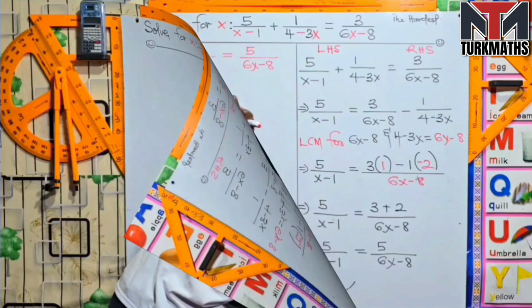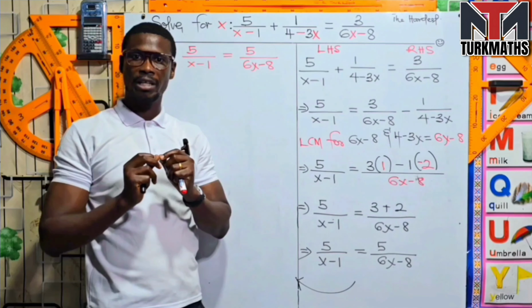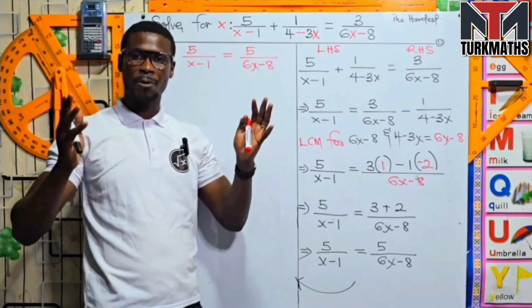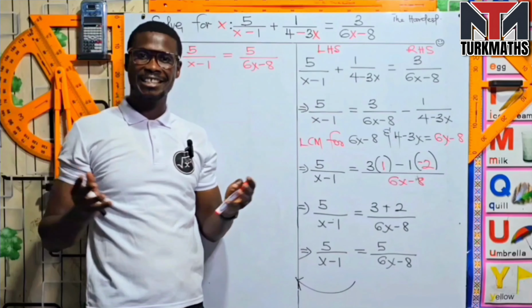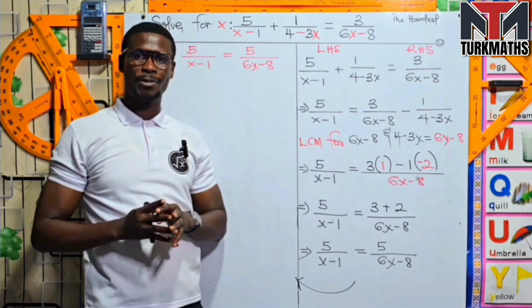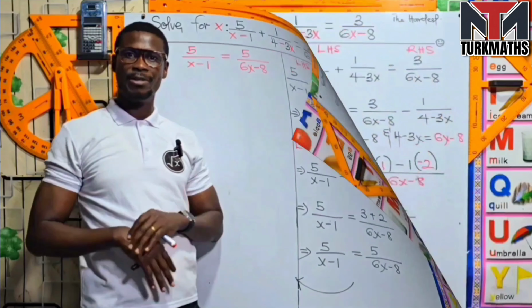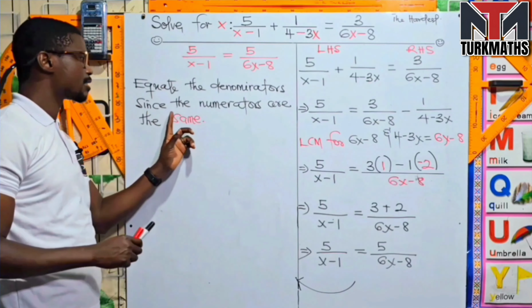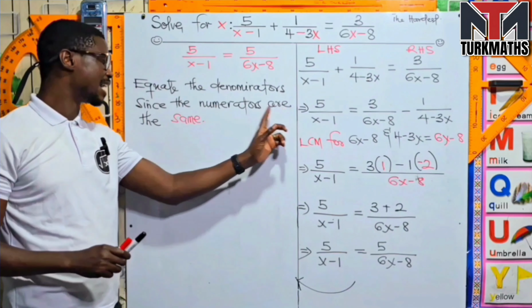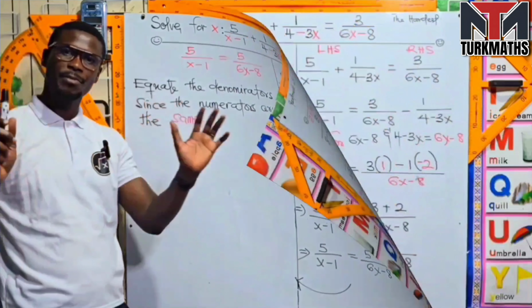Here is to cross multiply. But for me, I'm not going to cross multiply. Why? Because the numerators are the same. So when the numerators are the same here, I'm not going to cross multiply. I'll just equate the denominators, since the numerators are the same. Simple.